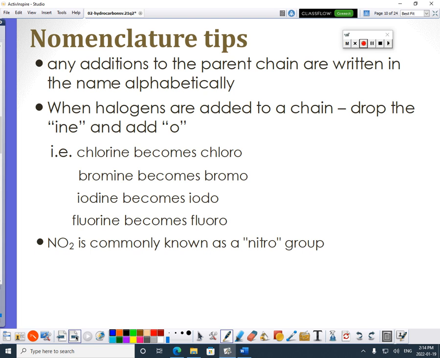And then you can also have NO2 added, and it's called nitro. So like nitroglycerin, trinitrotoluene, TNT. So we include this as one of the additions because it is commonly found in some pretty common organic molecules. Toxic and dangerous organic molecules, but nonetheless.